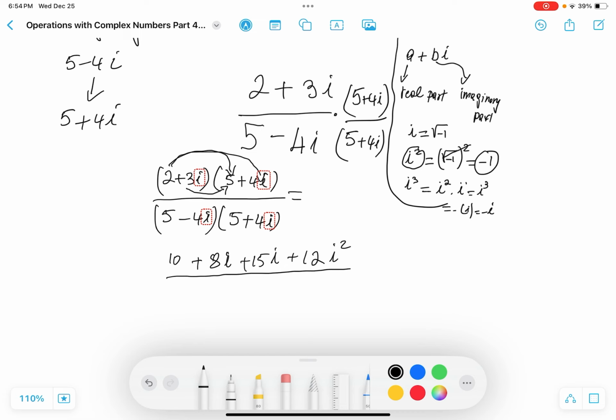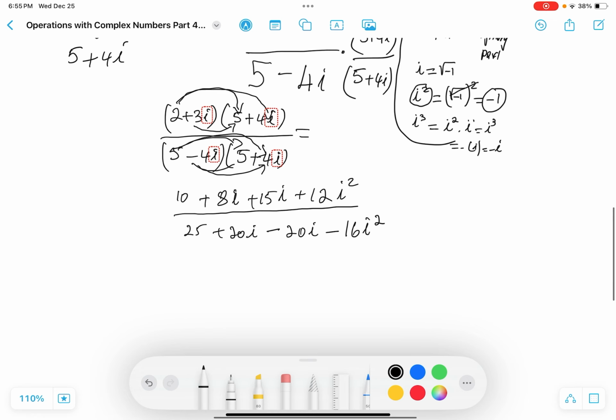Let's see what we have on the denominator. Do the distribution. 5 will multiply every term in the second parenthesis. 5 times 5 will be 25. 5 times 4i, 5 times 4 will be 20i. Then let's multiply by -4, which is the second term. -4i times 5 will be -20i. And then -4i times +4i will be -16 times i times i, which is i to the second power.